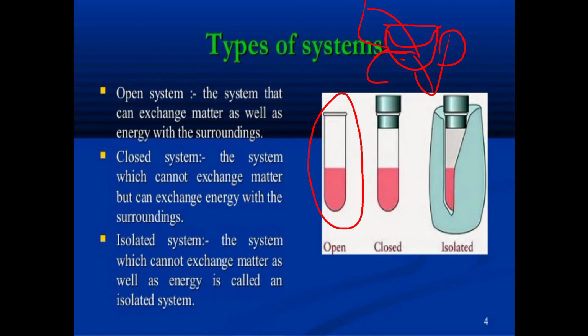If both matter and energy are not exchanging, that type of system is known as an isolated system. The system which cannot exchange matter as well as energy is called an isolated system.